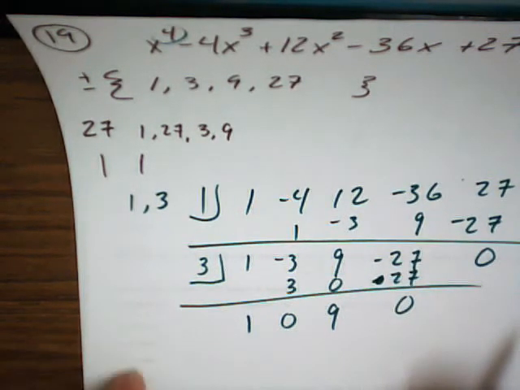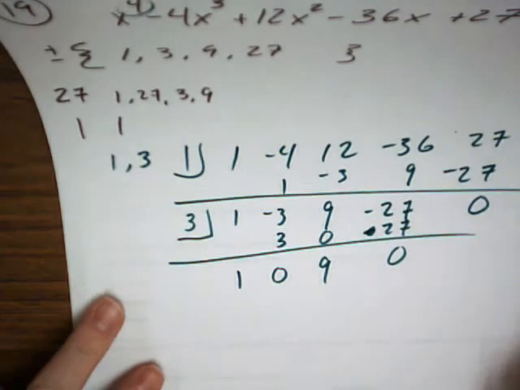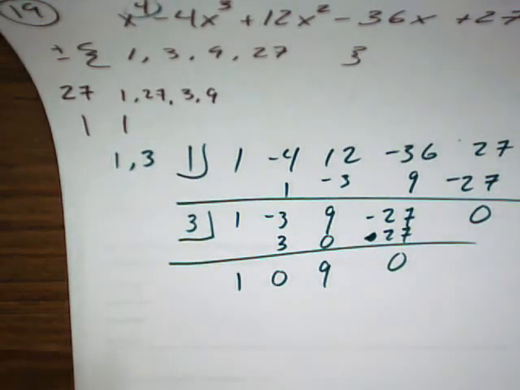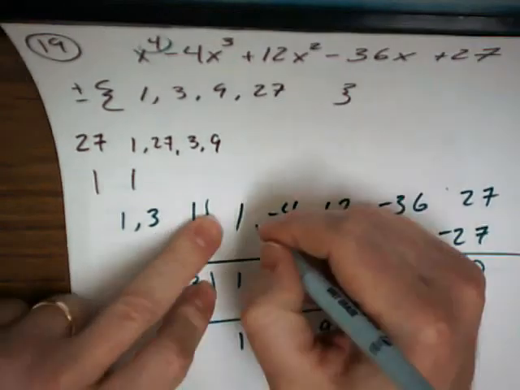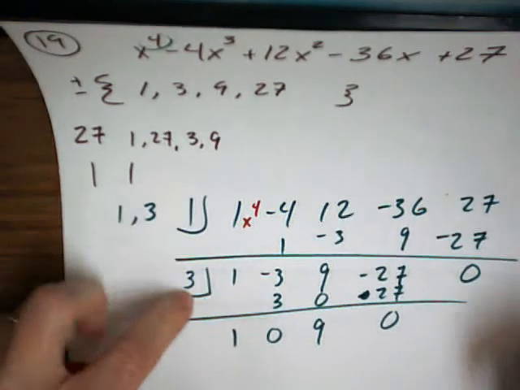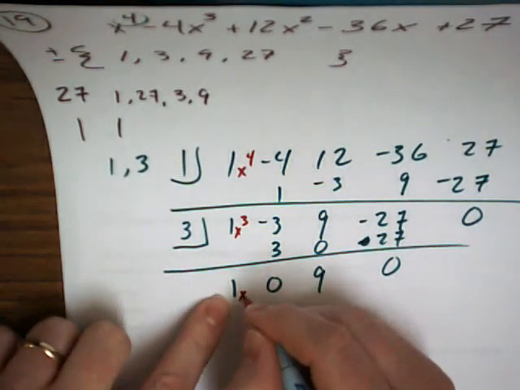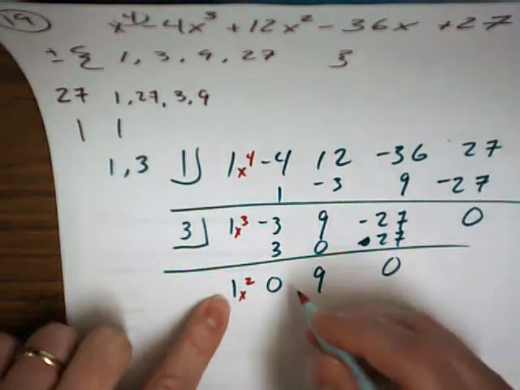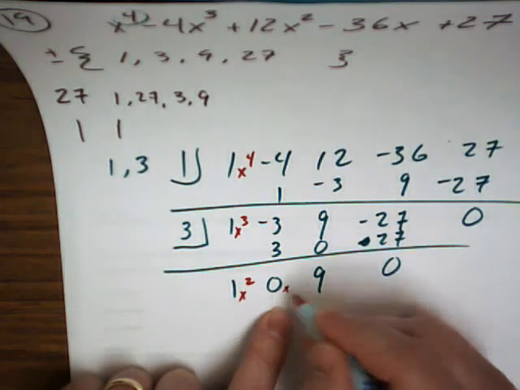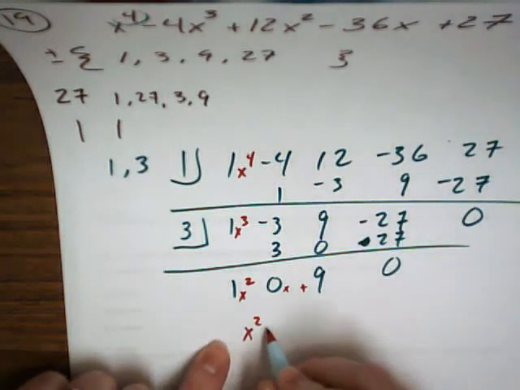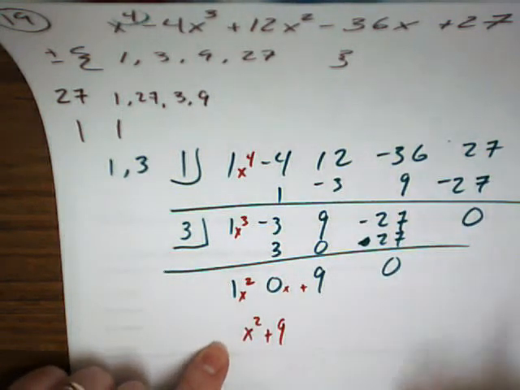And you should get a 0 every time. So I got 109 on that one. You get 109. Okay. So you started off with x to the 4th, and then this one is x to the 3rd. This one is x squared plus 0x, which is nothing, plus 9. So x squared plus 9 is what you're left with.